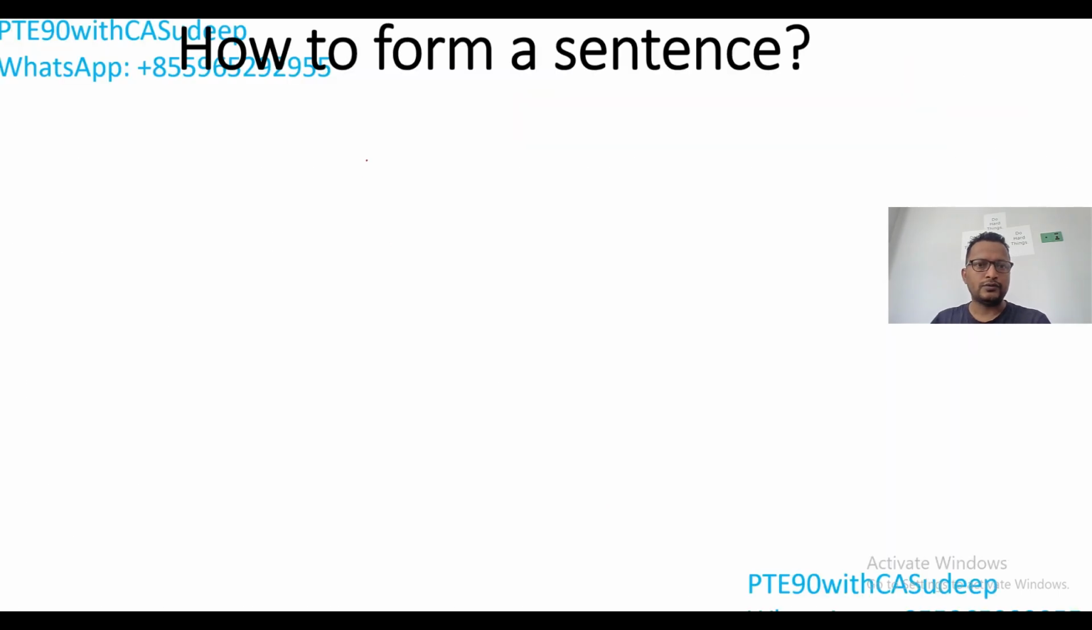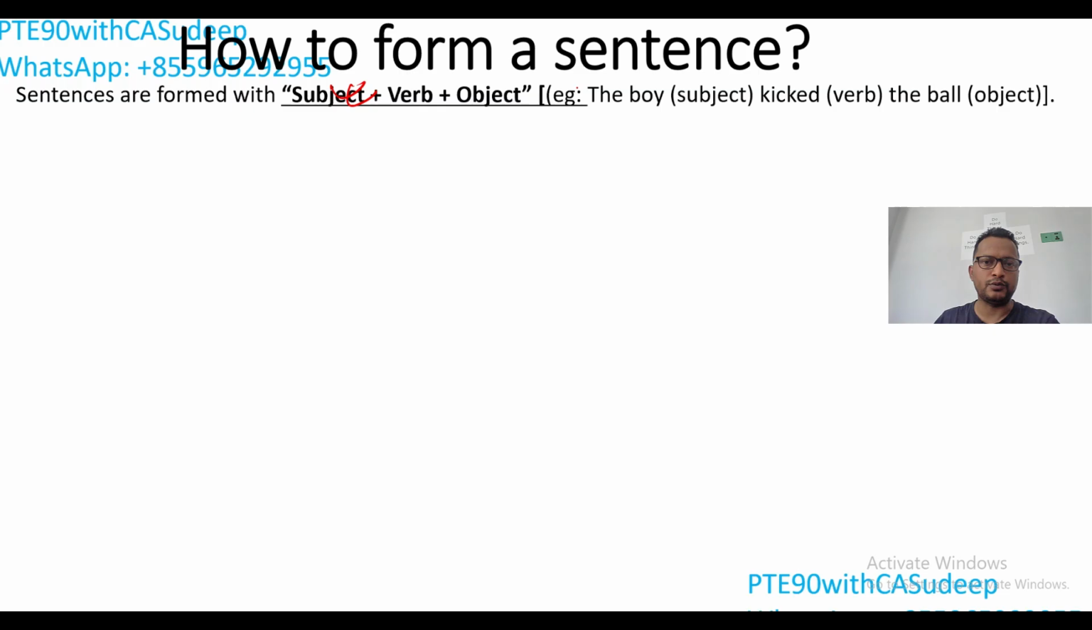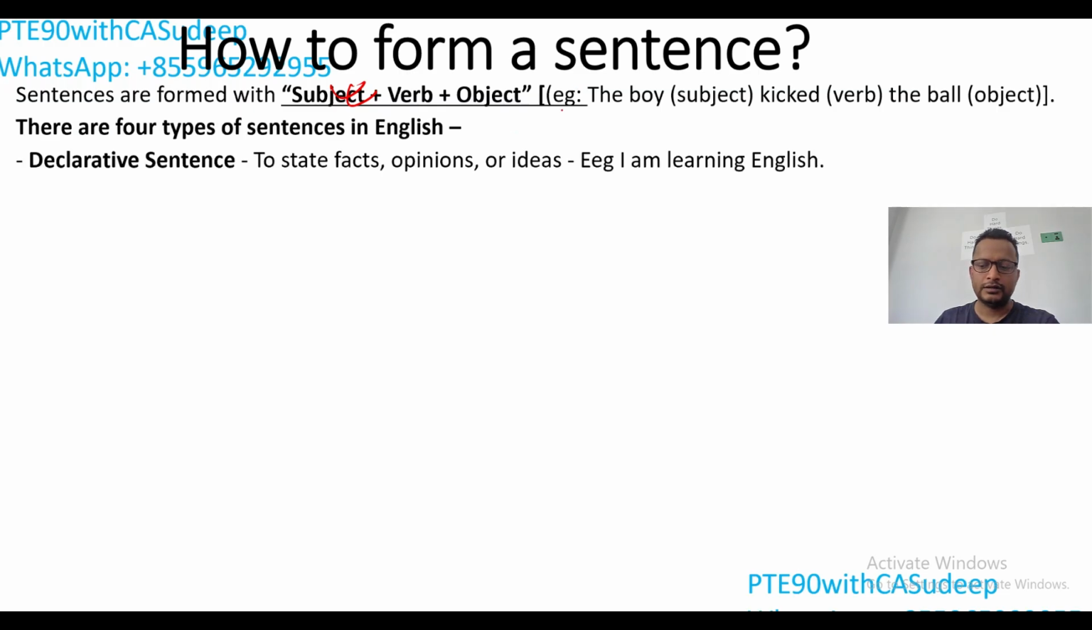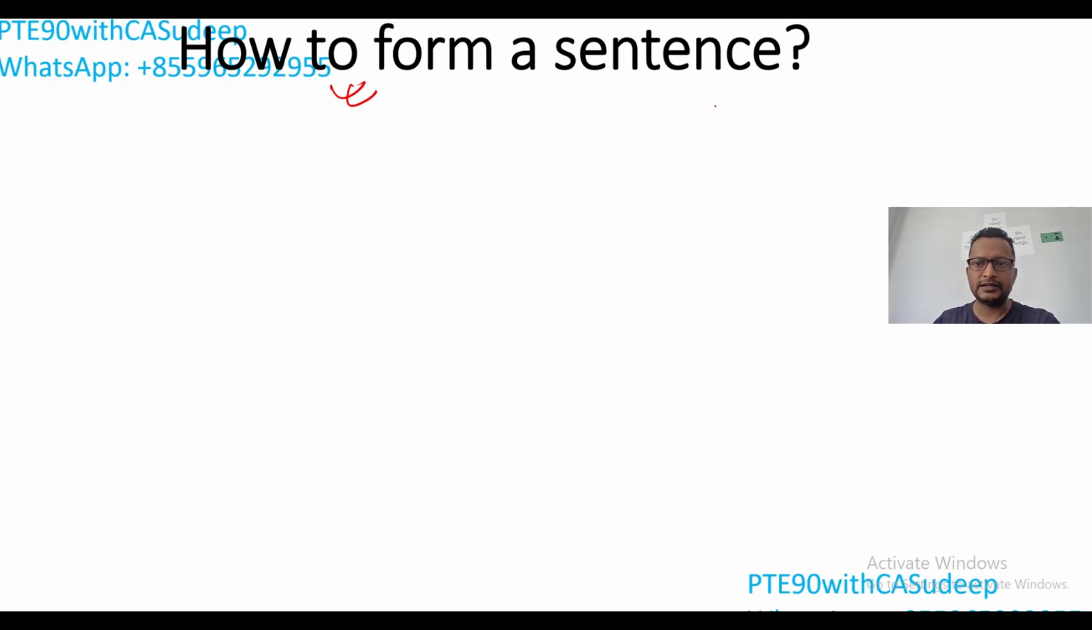Right? So it can describe even a verb, it can describe even an adjective, right? So now another concept is how to form a sentence. Forming sentences is very, very important. Why? Because you need to use these skills in writing an essay, in writing an email, in writing summarized spoken text, summarized written text, in all the cases, right? So let's learn how to form a sentence.